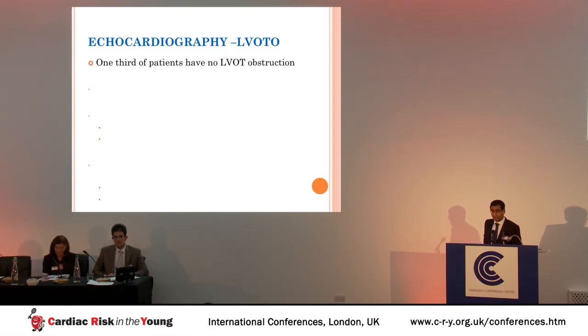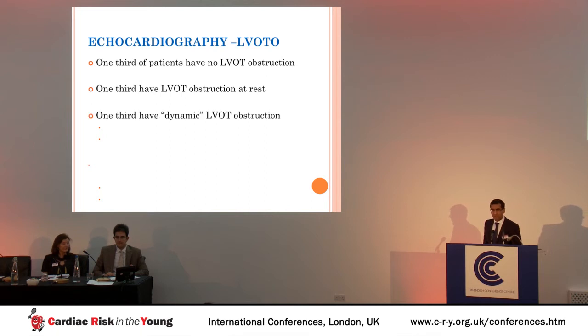So I just want to talk a little bit more about left ventricular outflow tract obstruction, because it is an important cause of symptoms in these patients. And a third may have no obstruction at all at rest, and these are really patients who have other areas of hypertrophy apart from the septum, so for example, apical hypertrophy. A further third have obstruction at rest, but the final third have what we call dynamic left ventricular outflow tract obstruction. And what we mean by this is that although they have a normal gradient at rest, a gradient may be provoked by exertion or exercise.